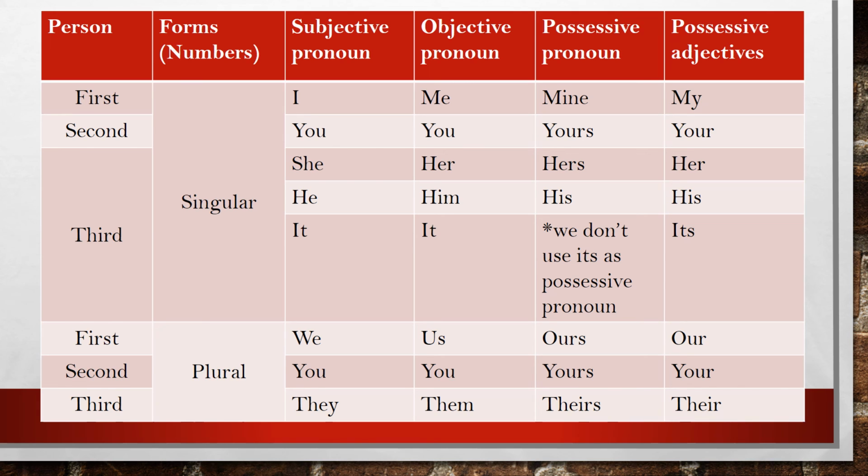The first person plural: subjective pronoun we, objective pronoun us, possessive pronoun ours, possessive adjective our. The second person plural: subjective pronoun you, objective pronoun also you, possessive pronoun yours, and possessive adjective your. The third person plural: subjective pronoun they, objective pronoun them, possessive pronoun theirs, possessive adjective their.